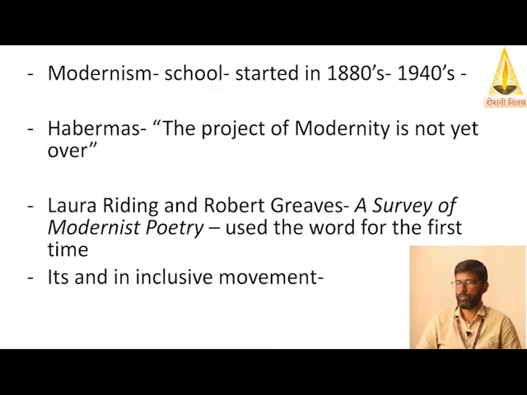Now, when was the word modernism used for the first time? The word modernism for the first time was used in this book titled A Survey of Modernist Poetry, written by Laura Riding and Robert Graves. Modernism, unlike all the other isms that came in history, is an all-inclusive movement. What do I mean by saying an all-inclusive movement? It is something that I would like to elaborate on in the next few slides.